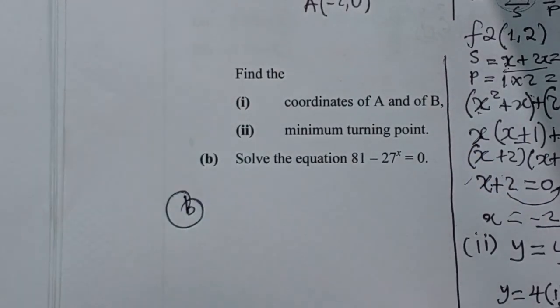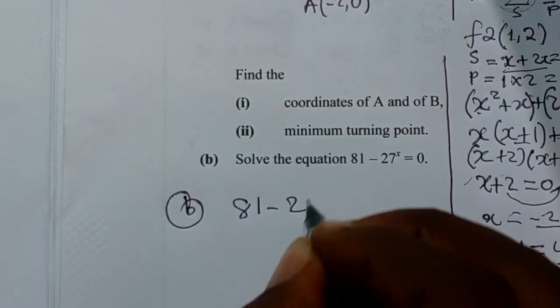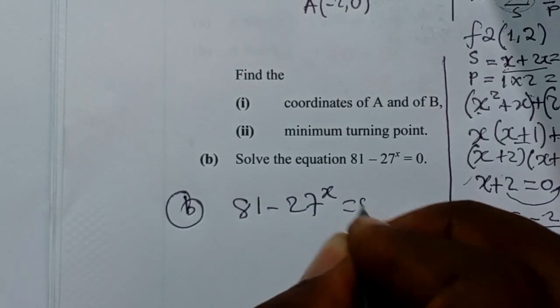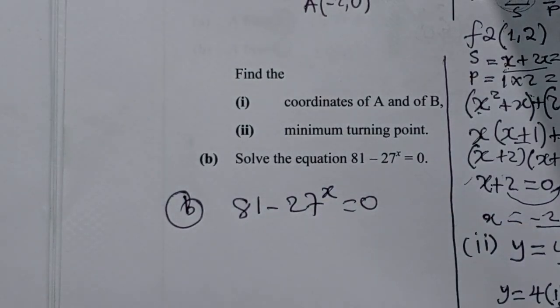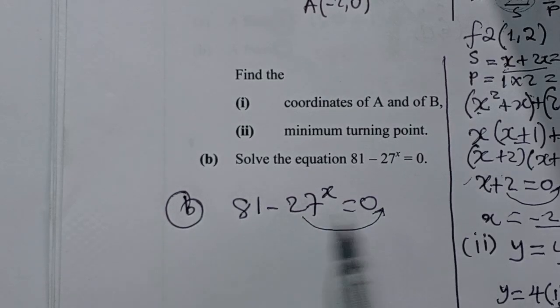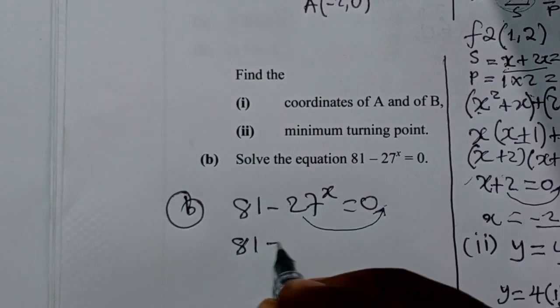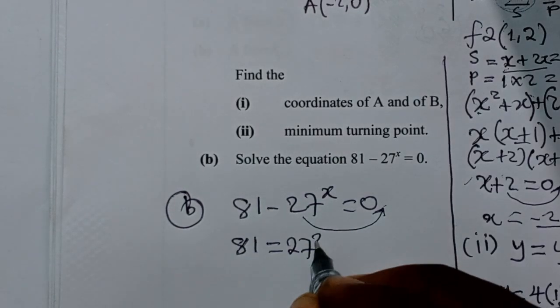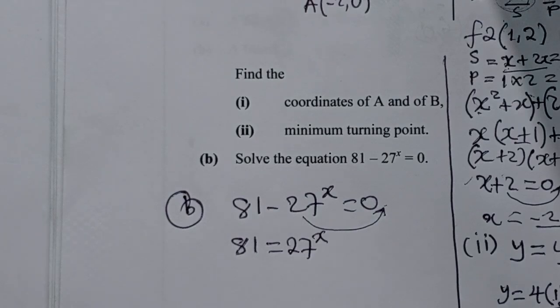So part B, solve the equation 81 minus 27 to the power x is equal to 0. In here, you rearrange. This 27 will come to the other side. It was negative; when it goes this side, it will be positive. So 81 is equal to 27 to the power x.